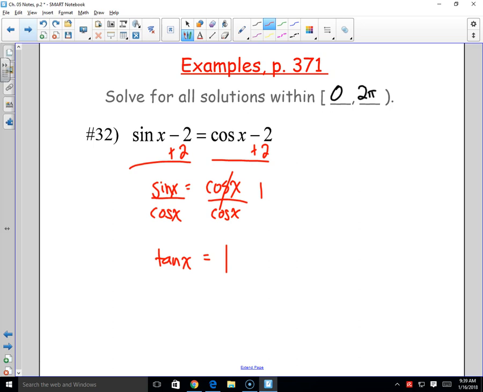Some of you who really know your unit circle might have gotten here before us. When is sine and cosine the same? When is the x and the y the same? When is the over and the up the same? When is the 45.